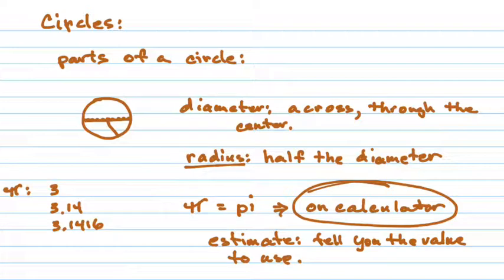So you just have to round it. Now, if you're pushing the pi button, pi near the end.